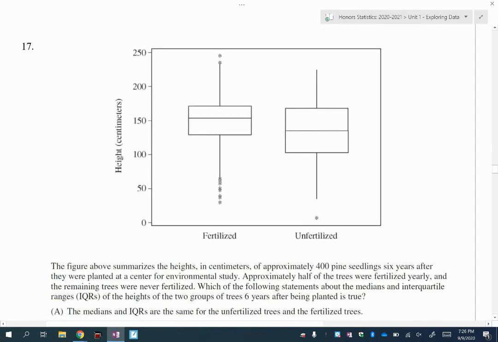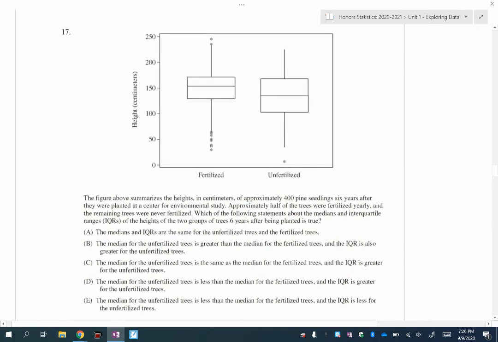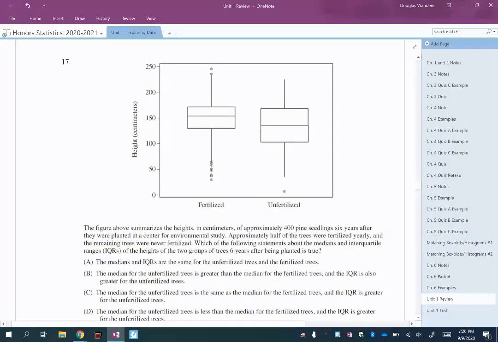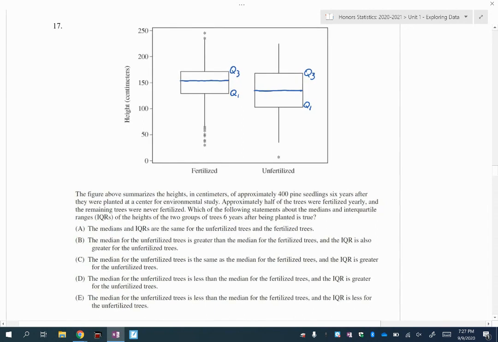Okay, number 17 is analyzing side-by-side box plots. This is a really good one. It's saying which of these statements about the medians and the interquartile ranges are true. So let's just use a different color here to show you. Here's the median for the fertilized ones and the median for the unfertilized. And then the IQR is the distance from quartile 3 to quartile 1, the edges of the box. So make sure you know what median and IQR are.